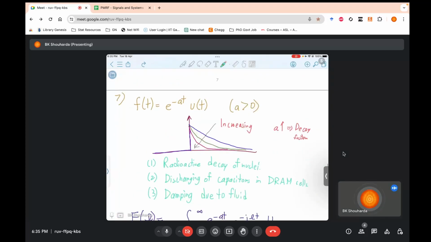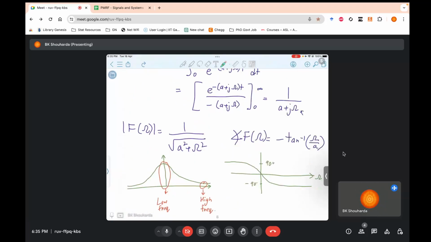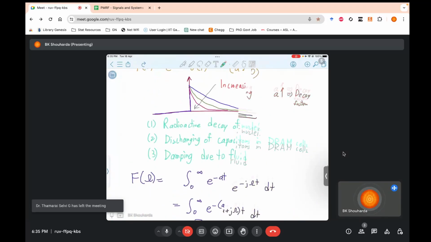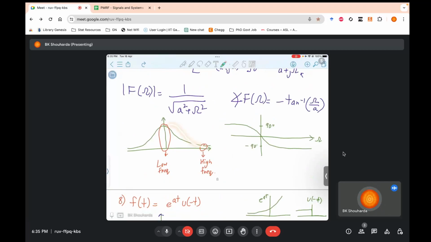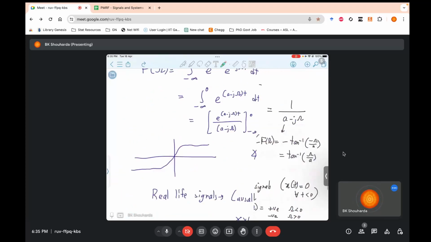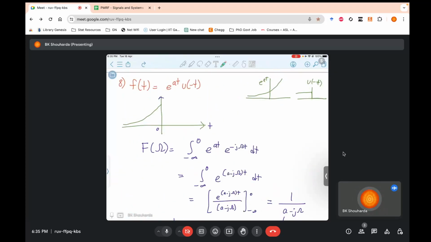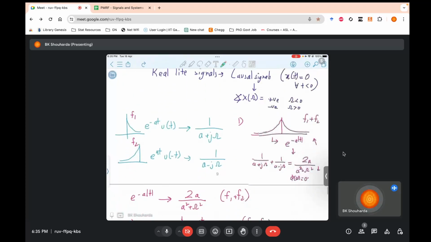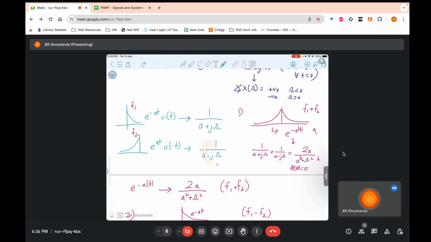And this is f(t) equal to a decaying exponential, e to the power minus a t u(t). How does the spectrum look? The spectrum looks like this. This has a significant amount of low frequency components, and high frequency components are almost absent. Yes, and some other important signals, the left sided signal over here: the phase response will be positive, and the phase response for the causal signal is negative.